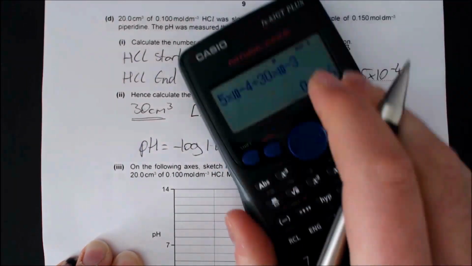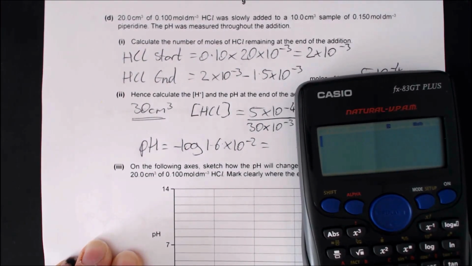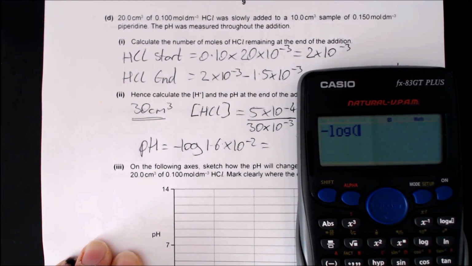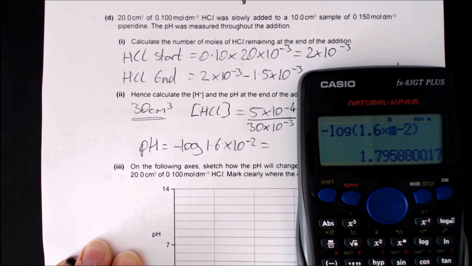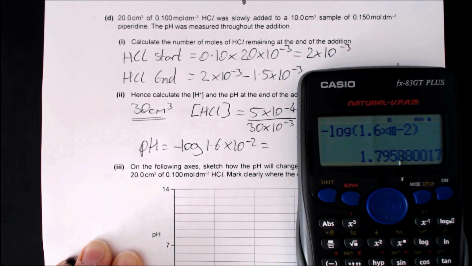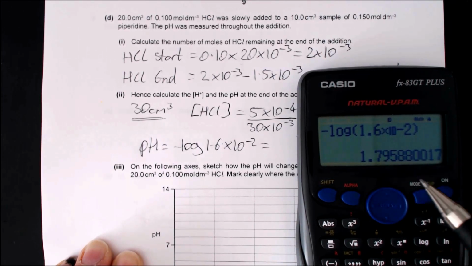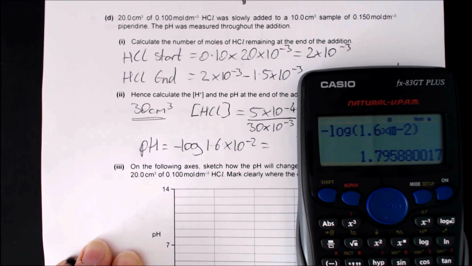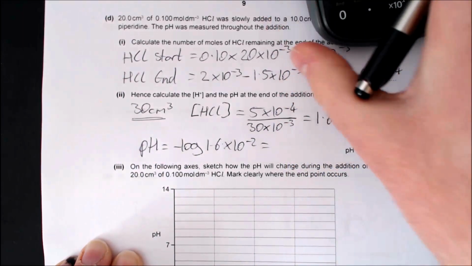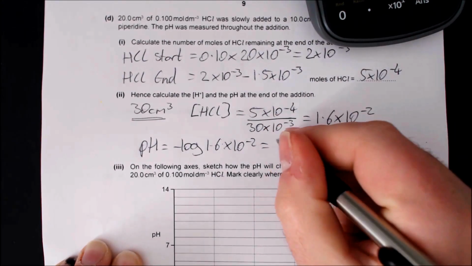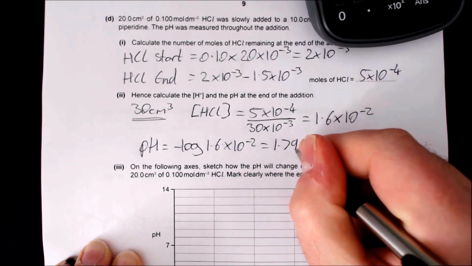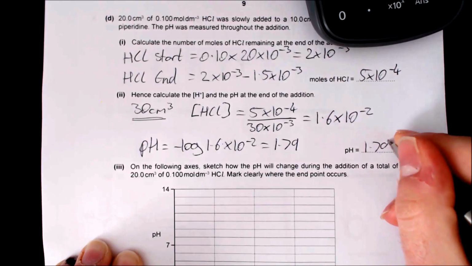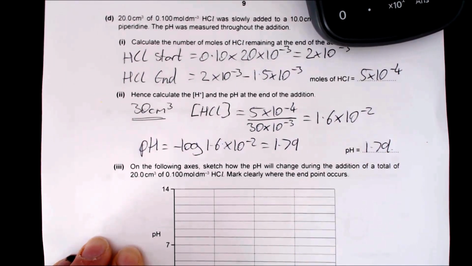Let's just bring that back in. Stick that number in. There you go. Minus log 1.6 times 10 to the minus 2. And there we have it, 1.79. Or should we just go for 1.8? We can round it however you want, really. So I'll just put it in as 1.79. And that's the pH afterwards.